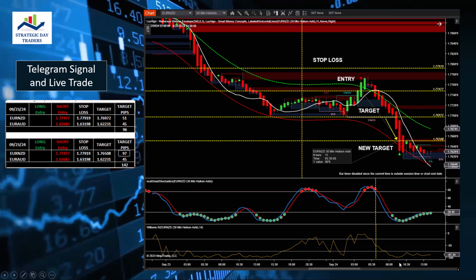It took a little bit of time, but after the New York Open at 8, we hit that new target, and that was for 97 ticks total. In this particular case, I would have been happy with my 51 pips right here, but because the trade played out and I was in front of the computer before it hit this target, I looked to grab some extra pips. That's what I mean when you can adjust your targets as you see fit, understanding this strategy and how it moves.